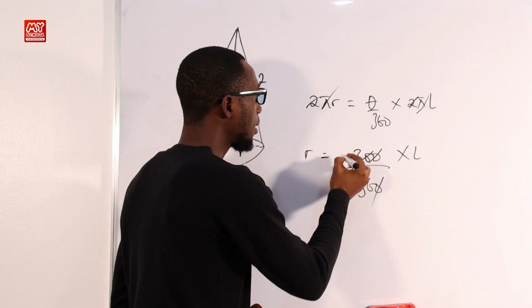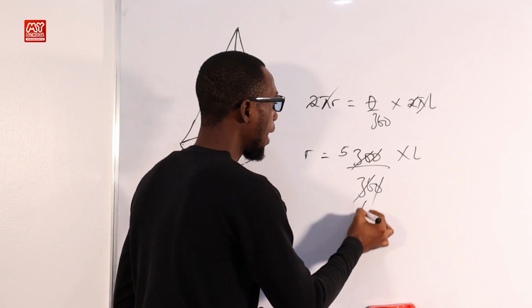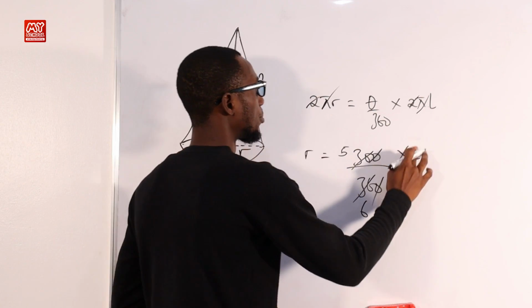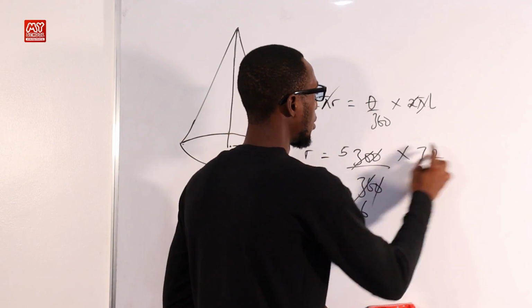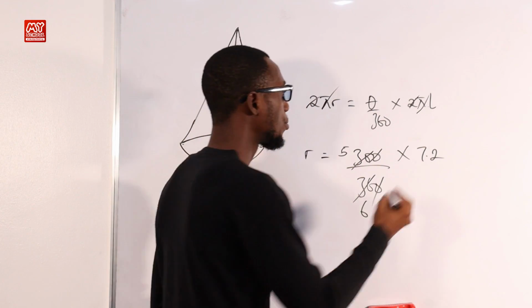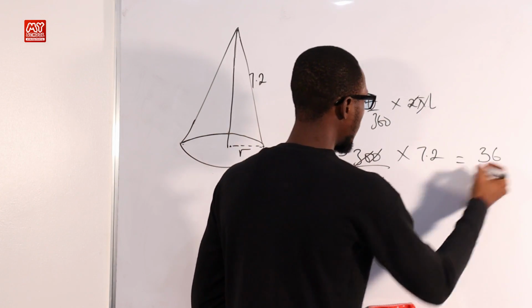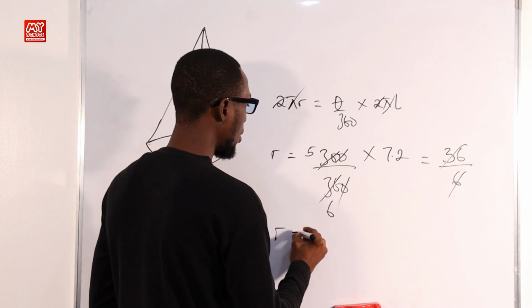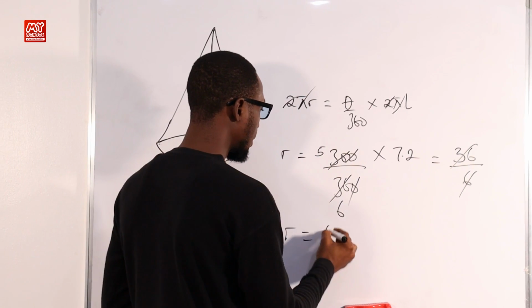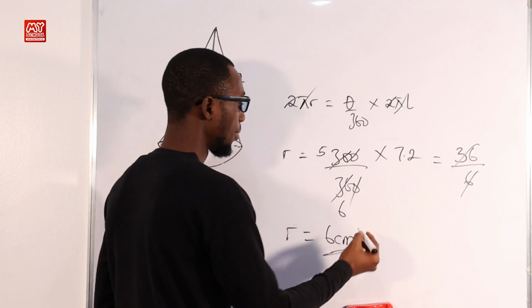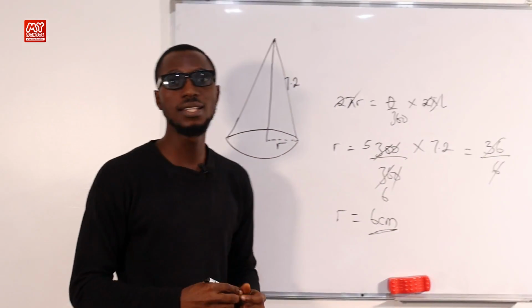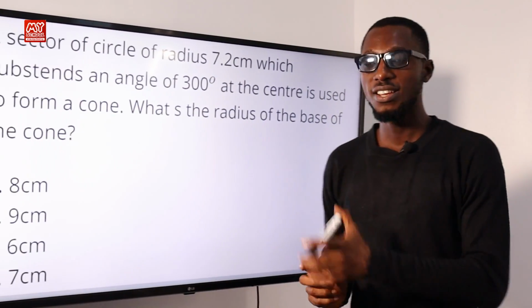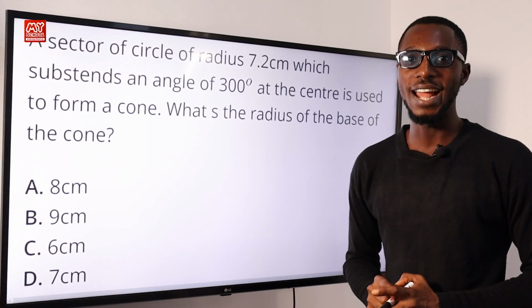We have 6 here, 5, we have 6 here, 6. Remember the length we are given is 7.2. So 5 multiplied by 7.2, what we are going to have is 36 over 6 at the denominator. The radius for the base of the cone is 6 centimeters. So let's go back to the screen and select the correct option. So option C, containing 6 centimeters, is the right option.